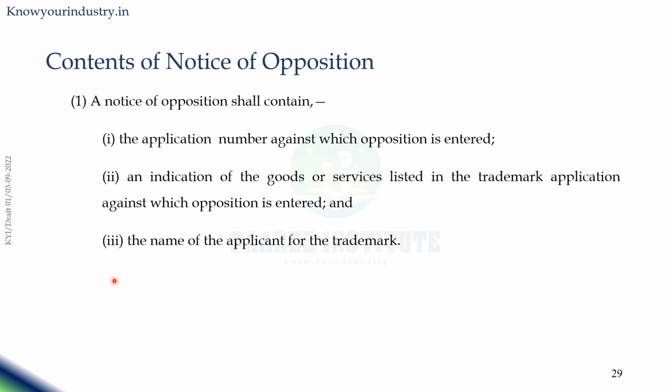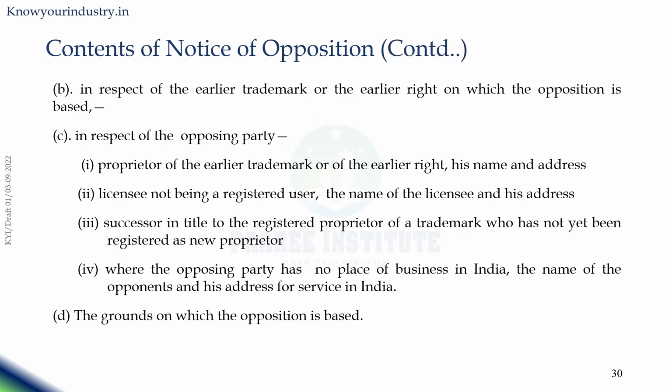What should be the content of a notice of opposition? A notice of opposition shall contain the application number against which opposition is entered. Second, an indication of the goods or services listed in the trademark application against which opposition is entered. Third, the name of the applicant for the trademark. So these are the details that should be given by the opponent to the trademark office in the notice of opposition.